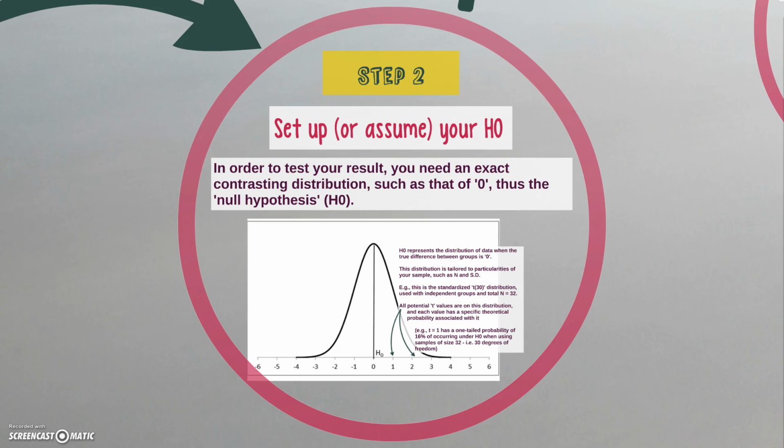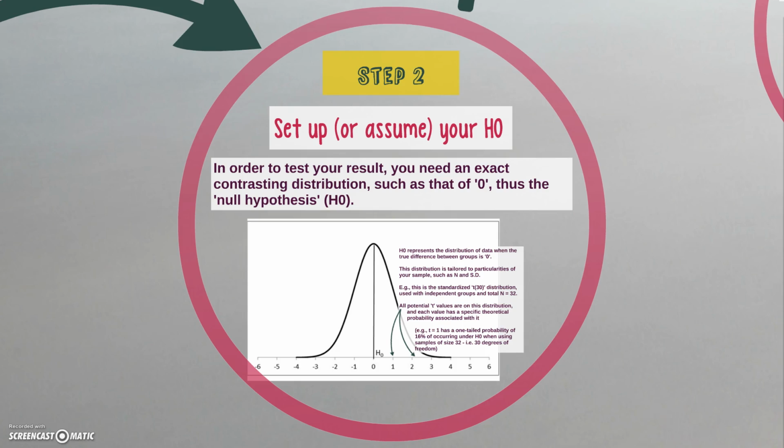Okay. Now this distribution needs to be an exact distribution. So it cannot be based on the actual research data, because you don't know what you're going to get, therefore you cannot establish that distribution. But you can do that, for example, with 0. 0 means that there is no difference between the groups, or on other occasions there are no correlations between variables. So 0 is very exact, it's 0.